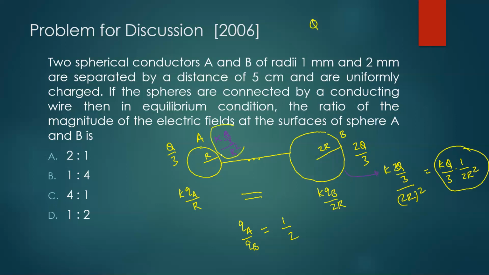And the electric field here is KQ by 3 by R square. If you take a look at the ratio, from here I have 1 and then half. So the ratio of the charges is 1:2, but the electric field ratio should be 2:1. Do you understand, Ananya? It should be 2:1. Do you understand what I'm saying?